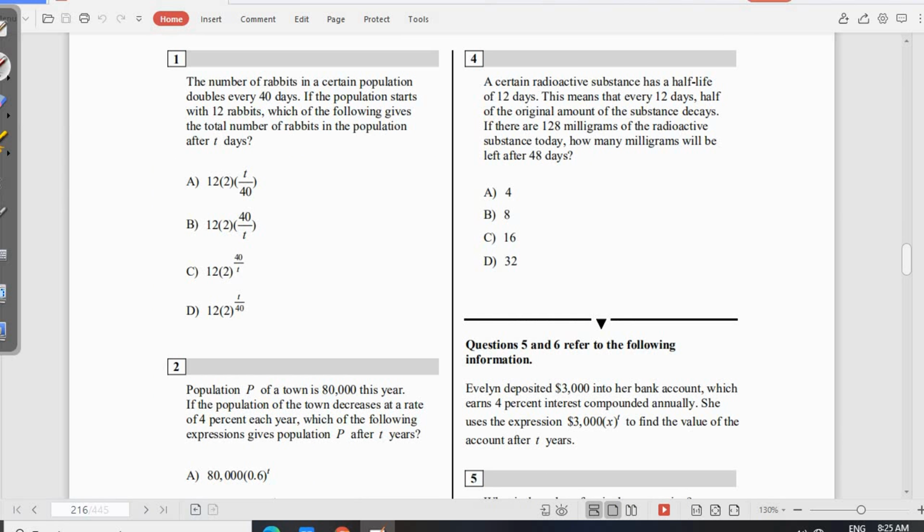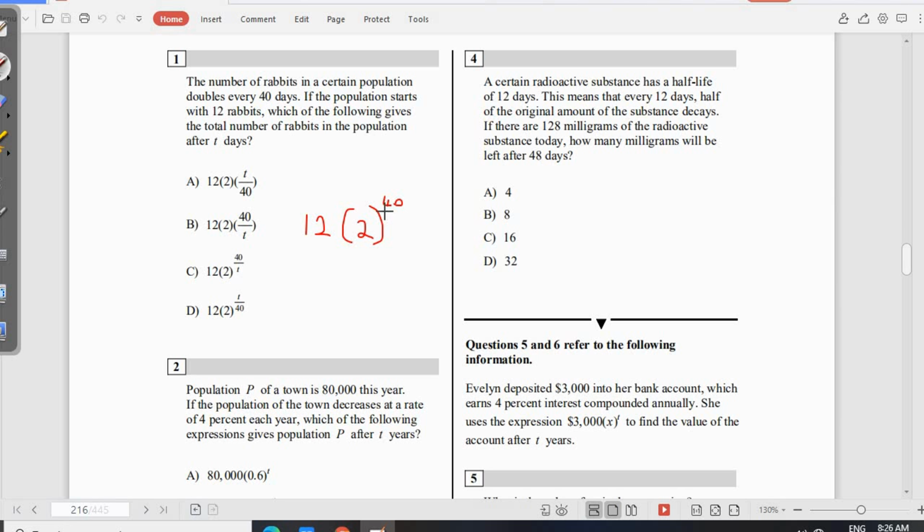So let's solve question number 1. The number of rabbits in a certain population doubles every 40 days. If the population starts with 12 rabbits, which of the following gives the total number of rabbits in the population after t days? So it will double every 40 days. Okay, so you're having 12 rabbits, that's the start. Remember, you're having 12 rabbits at the start, and it is doubling. That's times 2, but it is doubling every 40 days. Remember we're having 40 over the time frame.